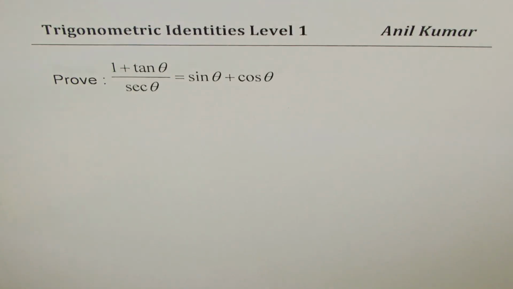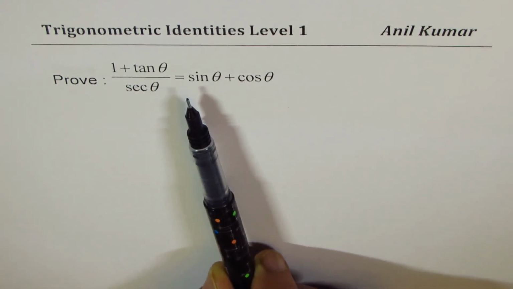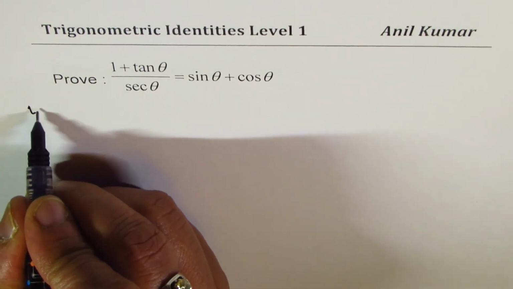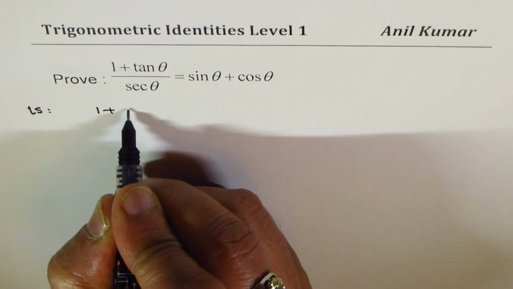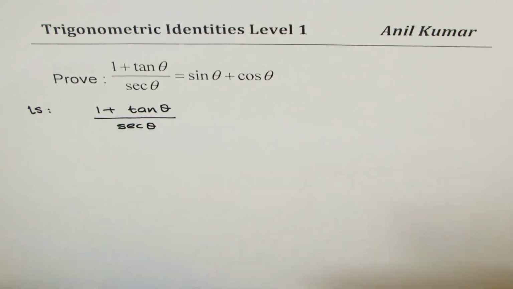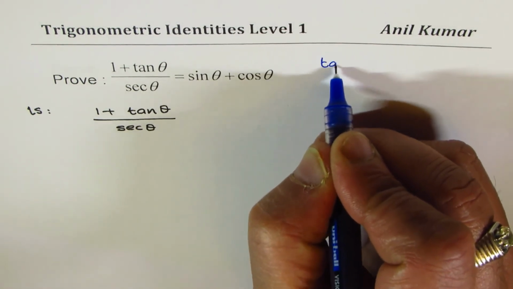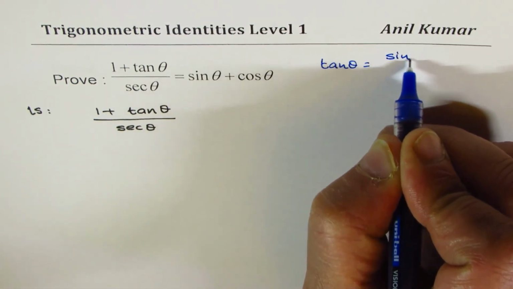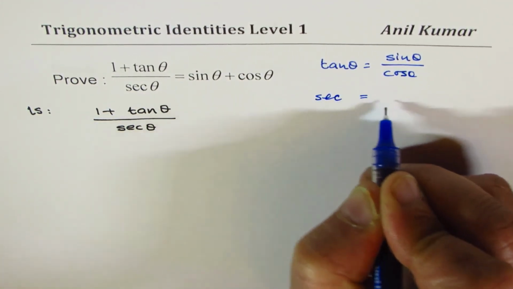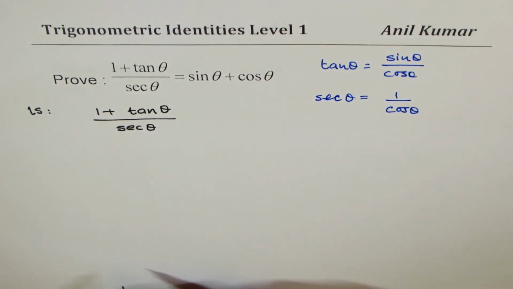Perfect. The last question here is (1 plus tan theta) divided by secant theta equals sine theta plus cosine theta. So let's again start with the left side, which is (1 plus tan theta) divided by secant theta. Since we need to write in sine and cosine, it makes sense to write tan theta as a ratio of sine theta and cos theta, and secant theta as 1 over cos theta, correct? So that is a good strategy to follow.